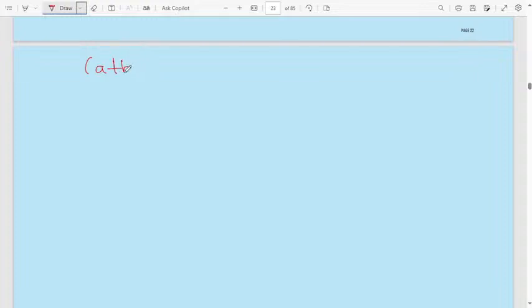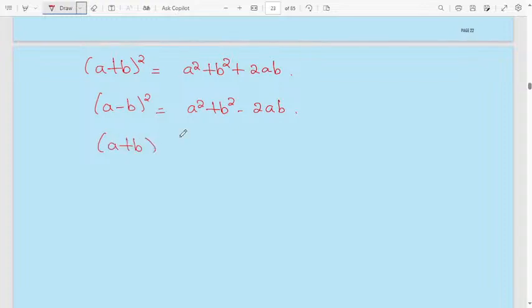Then this is the important easy one, I will go fast. A plus B whole square means A square plus B square plus 2AB. Then A minus B whole square is A square plus B square minus 2AB. This basic I know, everyone knows. Then A plus B times A minus B is A square minus B square.